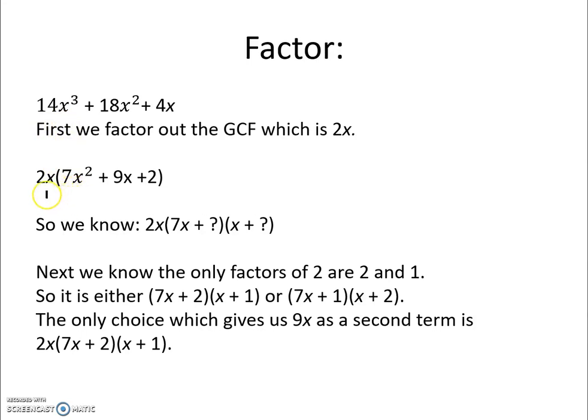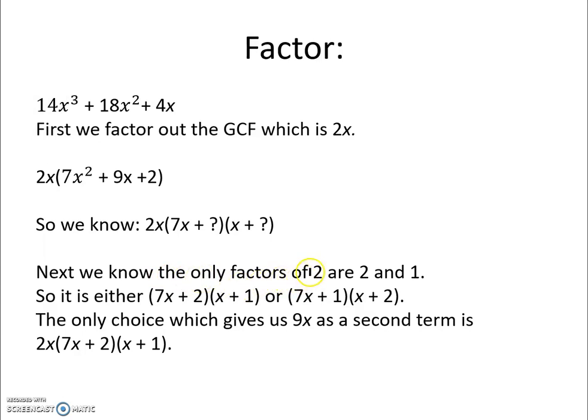But as we continue on and we take 2x away from that 18x squared, we know the factor has to be 9x in order to get back to our 18x squared. And then we take 2x out of that 4x, and we know that 2 times that 2x will give us our 4x. So now we know 2x times the quantity 7x plus something times x plus something. We know at least that far.